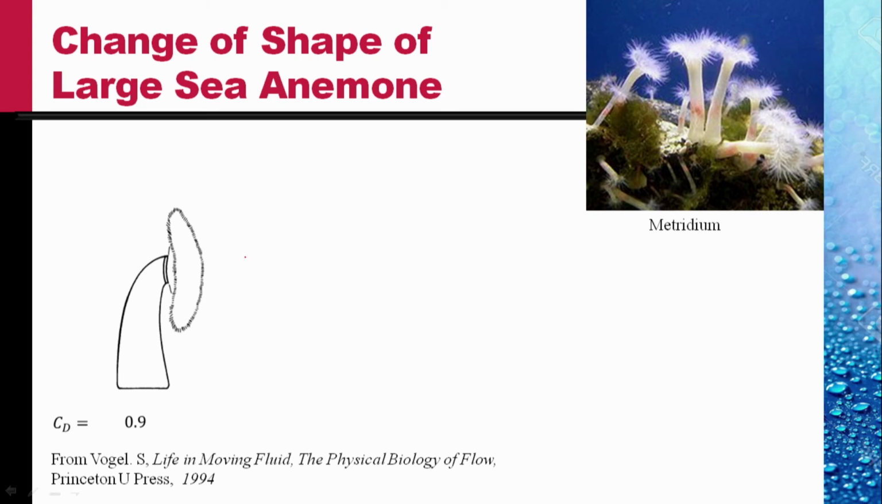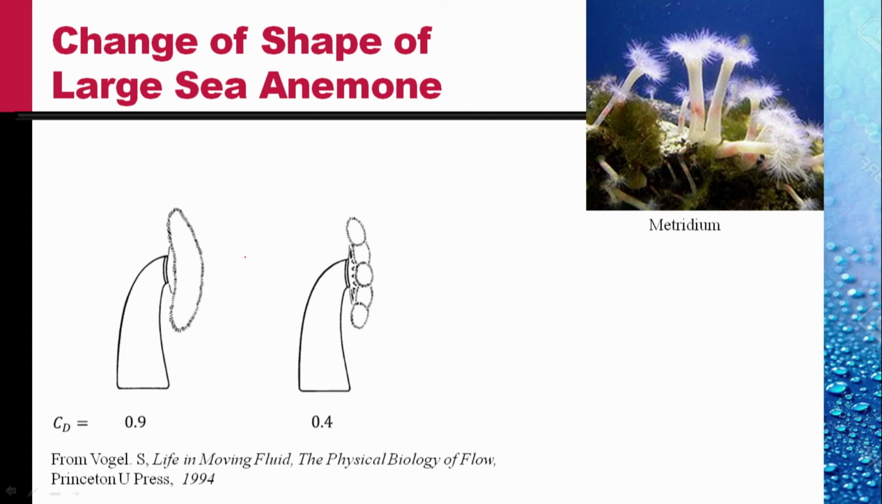We have seen that at low speed, an anemone looks like this with a CD of 0.9. As the speed increases, the fibrous tentacles divide themselves into groups, making small pods, so that the flow could pass through them, and the CD decreases drastically to 0.4 based on the same area.